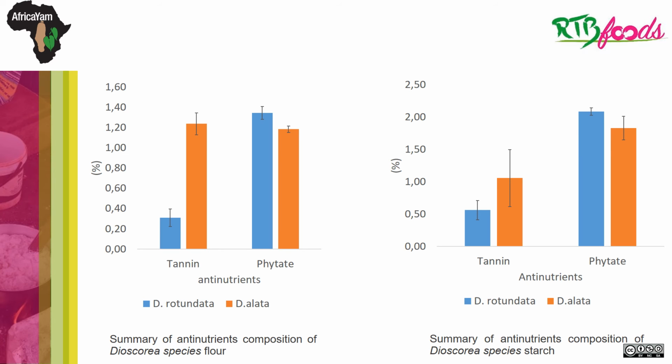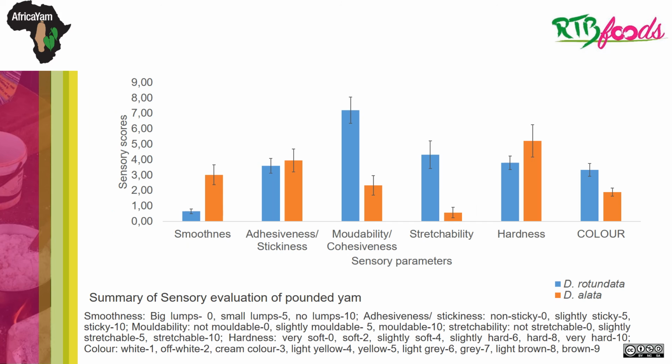The anti-nutrients show that D. alata had higher tannin components, but D. rotundata had higher phytate. We did that of the flour and that of the starch. Maybe we didn't have to do that, but we did. And then getting to the sensory evaluation of the pounded yam.